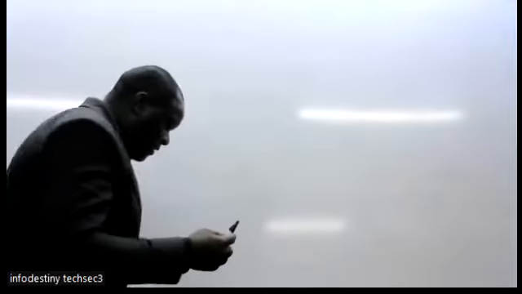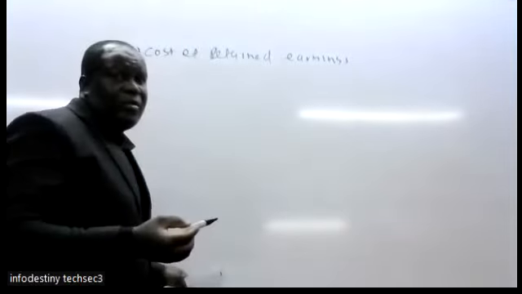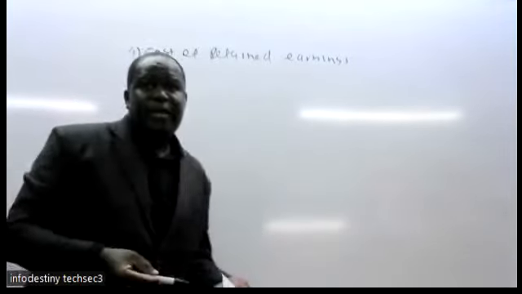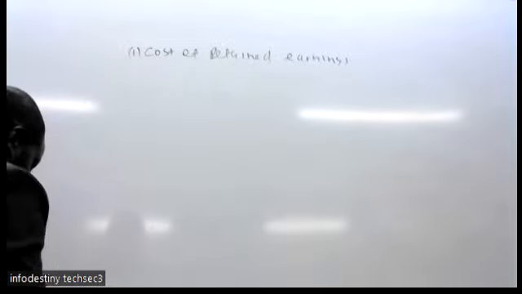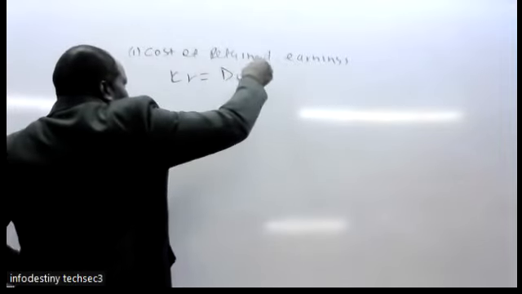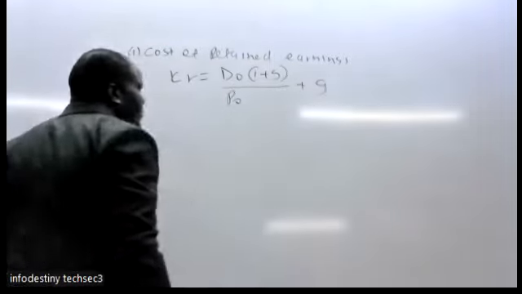To calculate the cost of the retained earnings, it is the same as the cost of the ordinary share, except there will be no flotation cost. So Kr is given by Kr = D1 / P0 + g, where D1 = D0(1 + g).